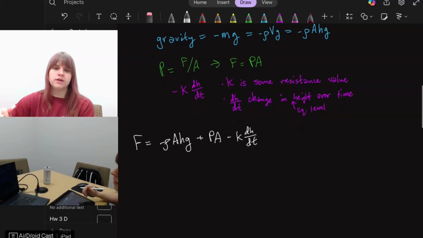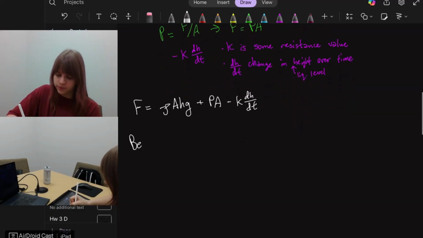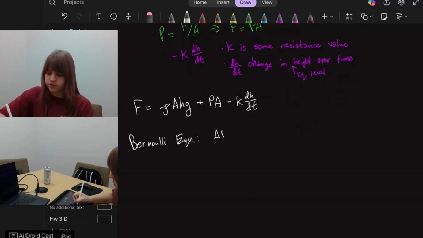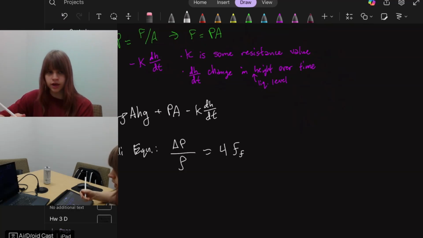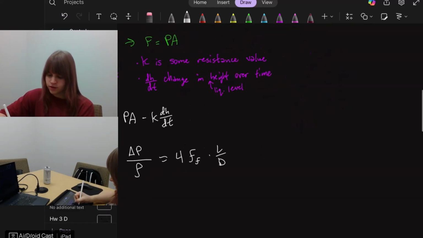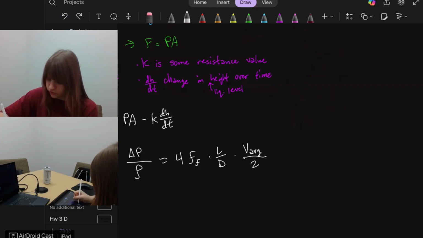For the purposes of this video, I'm going to go ahead and ignore the potential and kinetic energy that we would normally use in the Bernoulli equation. But we would have a delta P, the change in pressure, over the density is equal to 4 times the Fanning friction factor, which I'll get into in a minute, times the length over the diameter, times the average velocity, divided by 2, and that's squared. That is the average velocity squared over 2.